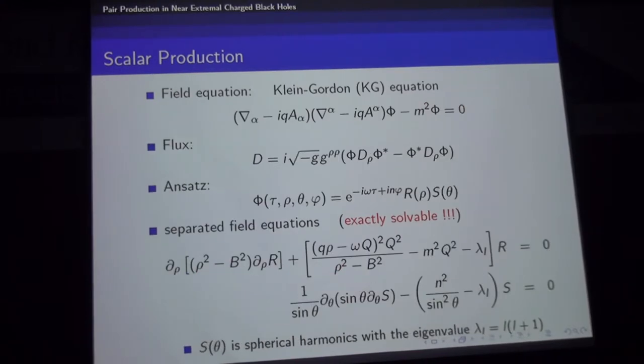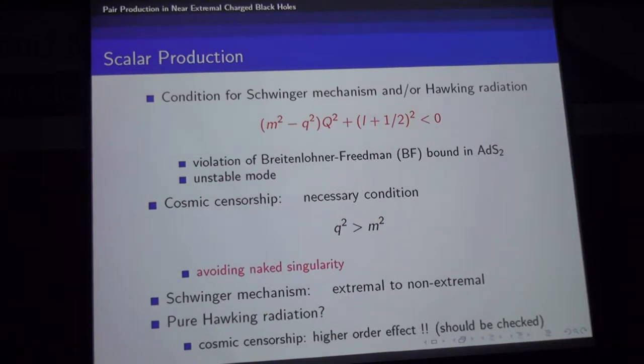Okay, so we have the exact solution, then we can do the analysis of the asymptotic behavior and try to identify the ingoing mode and outgoing mode on the inner boundary and outer boundary, and try to impose the suitable boundary condition and calculate the production rate. Okay, but when we try to find a solution, we found there's another additional condition.